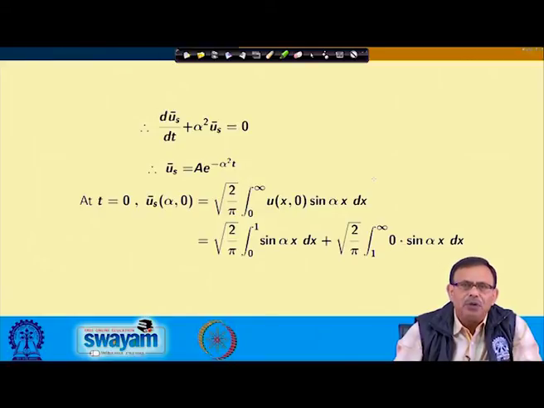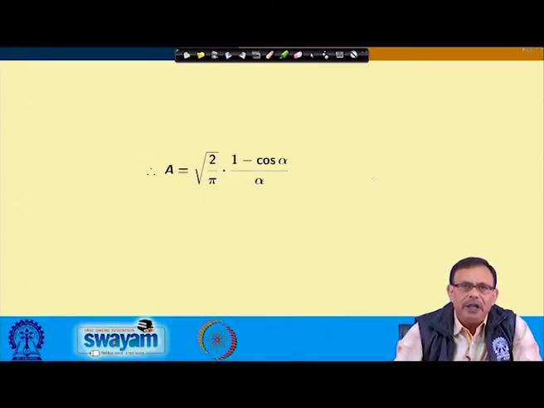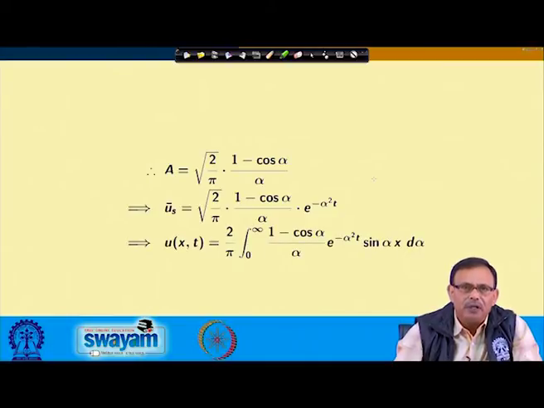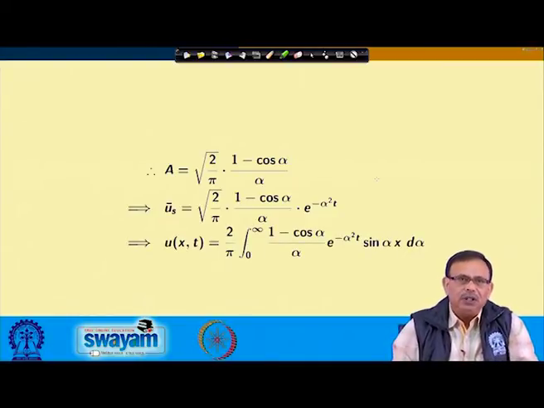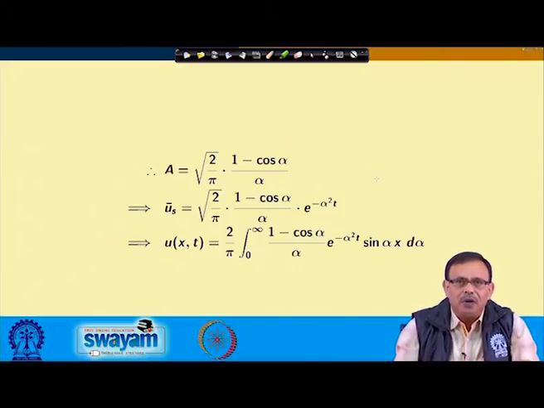And the function u x 0, we know what the value is. This is 1 whenever it is 0 to 1, and from 1 to infinity it is 0. So, that second integral vanishes, and after evaluation we get u bar s alpha 0 as this function of alpha. Therefore, I can write down a equals this, and from here I obtain u bar s as a function of alpha and t. If I evaluate now, I will obtain u x t, that is u x t equals this quantity: 2 by pi, integral 0 to infinity, 1 minus cos alpha by alpha, into e power minus alpha square t, into sin alpha x d alpha.